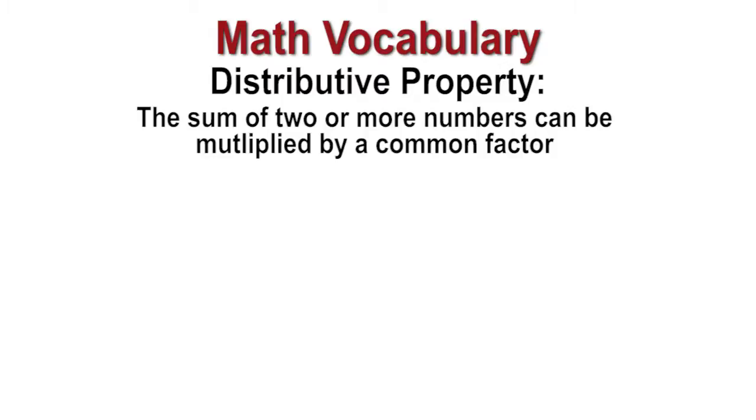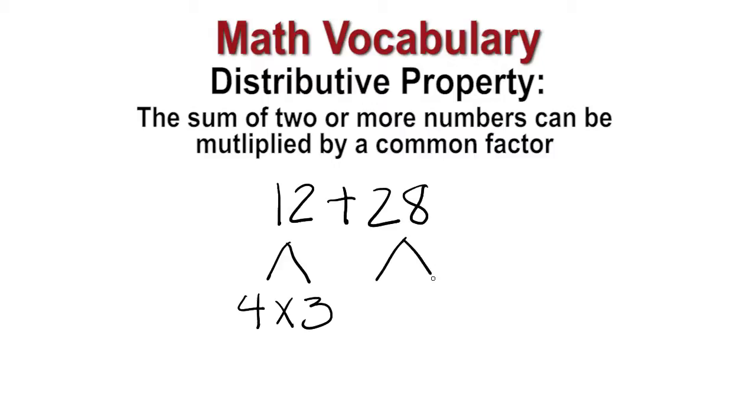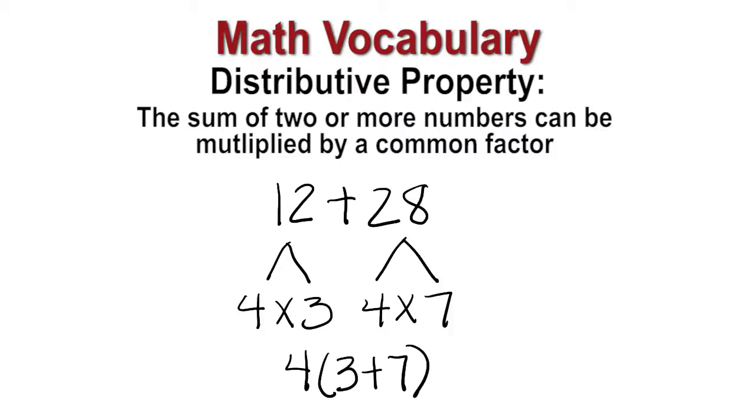What is the distributive property? The distributive property refers to the idea that the sum of two or more numbers can be multiplied by a common factor. For example, when working with 12 plus 28, we can decompose 12 into 4 times 3 and 28 into 4 times 7. The result is the same, but we can rewrite this expression as 4 times (3 plus 7).